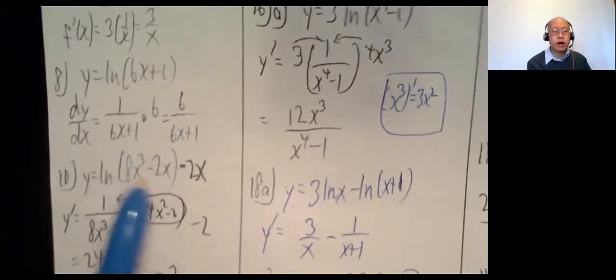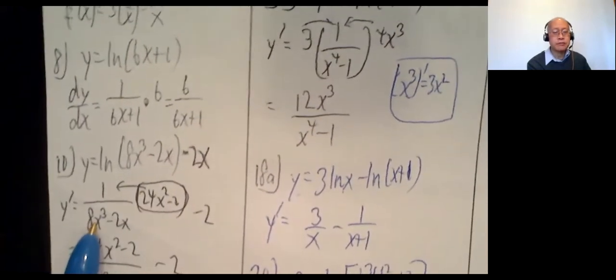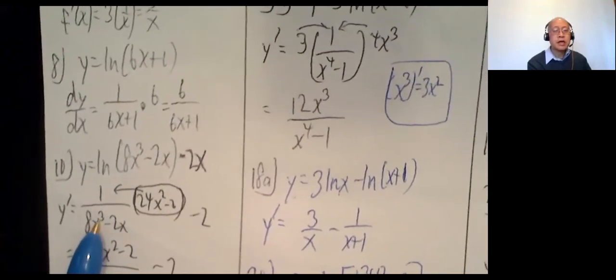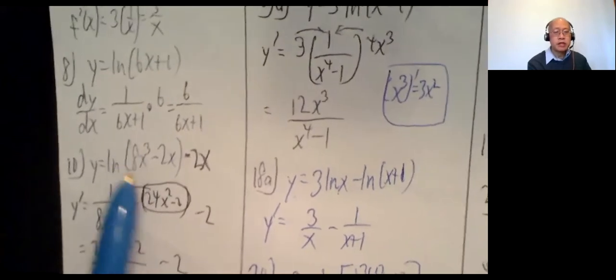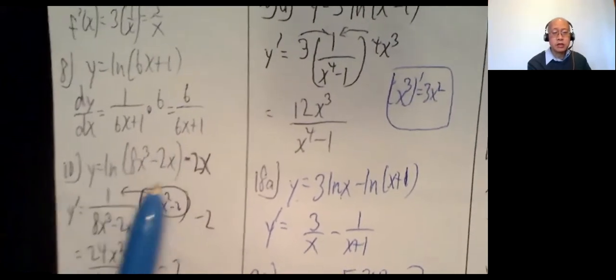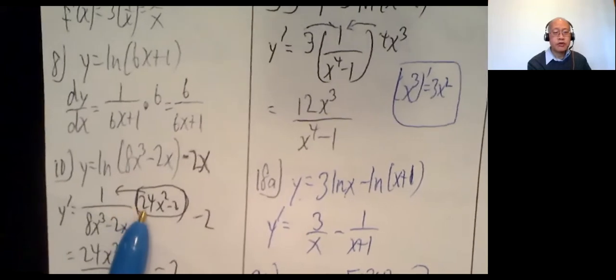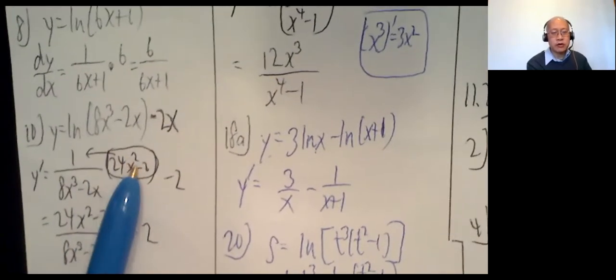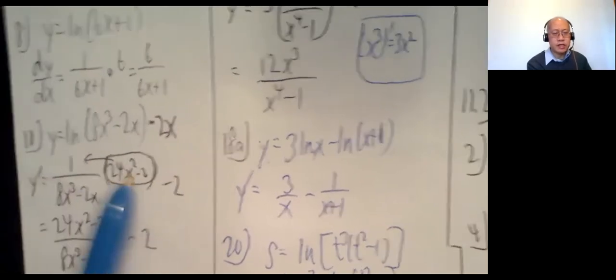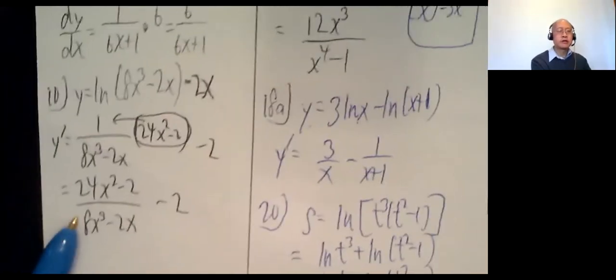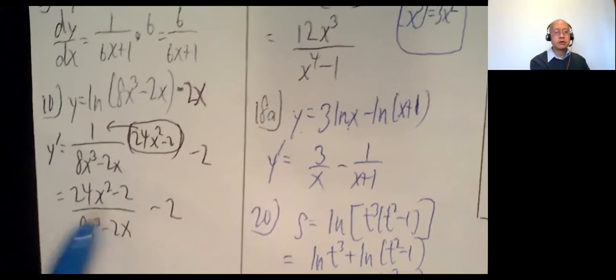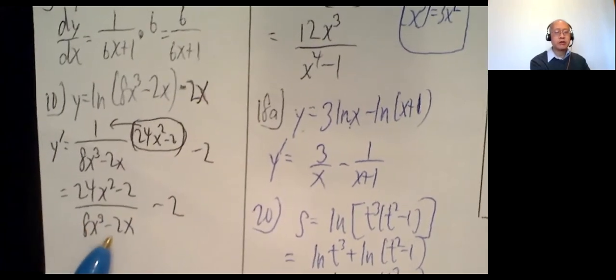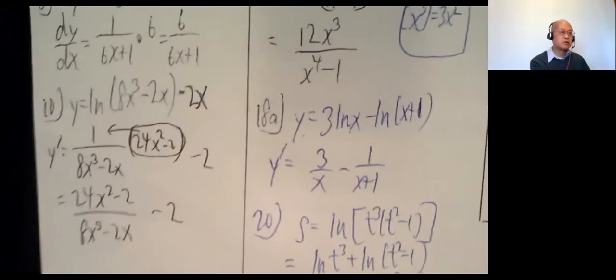All right, so you go 1 over 8x cubed minus 2x times, by the chain rule, the derivative of the inside function. So what's the derivative of all this? 24x squared minus 2. Then just slide the 24x squared minus 2 with the 1. 1 times that is just going to be that. So final answer, 24x squared minus 2 divided by 8x cubed minus 2x, minus 2.